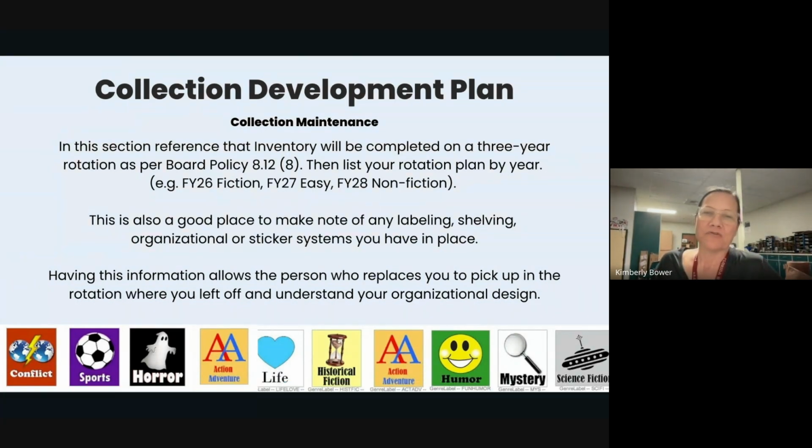So you're going to list your rotation plan by year. Here's an example: FY26 fiction, FY27 easy, FY28 nonfiction. And then this is a good place to note if you have labeling, shelving, a sticker system in place. This just helps anyone who walks in your media center or looks at this, another media specialist, to be able to pick up where you left off and to be able to see what you have in place, how it's organized.